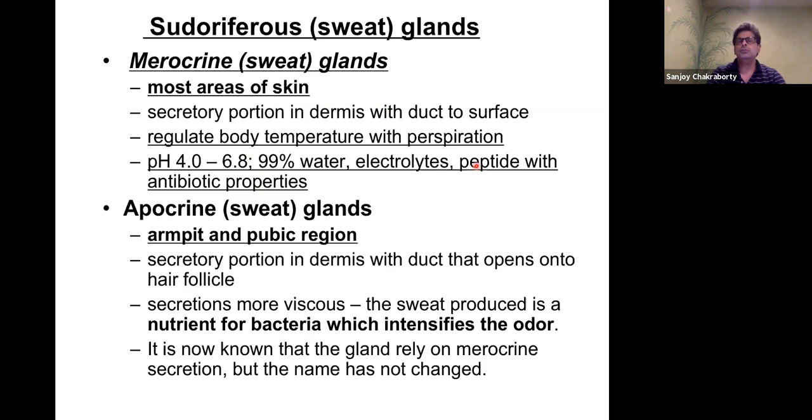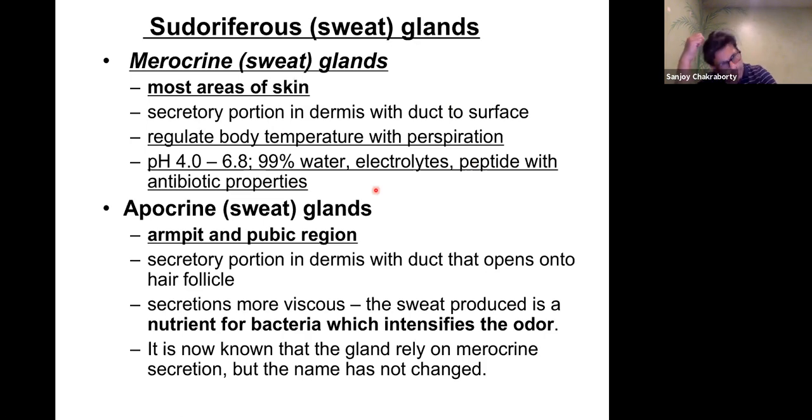The pH is approximately 4 to 6.8, which is acidic. Remember, pH 7 is neutral, and below 7 is acidic. We want a slightly acidic environment because bacteria, microorganisms, and fungus don't like an acidic environment. They are hostile towards it, so they die. So that's a physical defense, a defense mechanism for your body. It contains 99% water along with some salts, electrolytes, and some peptides with antibiotic properties. I mentioned earlier that when sweat glands release these antibiotic peptides, they can protect you from the growth of fungus and bacteria on your skin. So that's a lot of function of a sweat gland.